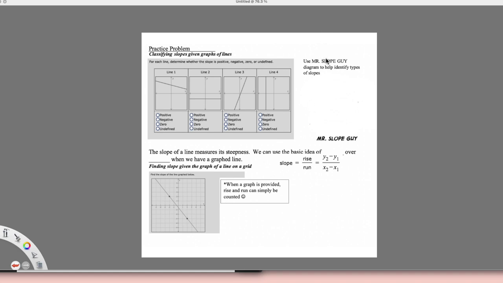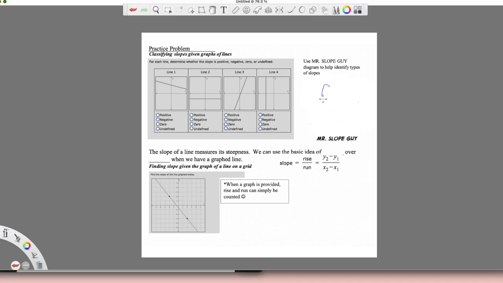One of my favorite ways to remember classifying slope is to use Mr. Slope Guy or Slope Man. I've heard of both ways, it just depends on what you call him. Could be Slope Person if we don't like the guy or anything like that. So we're just going to draw a face. Just draw an oval like this. And then we're going to add some features to this person.